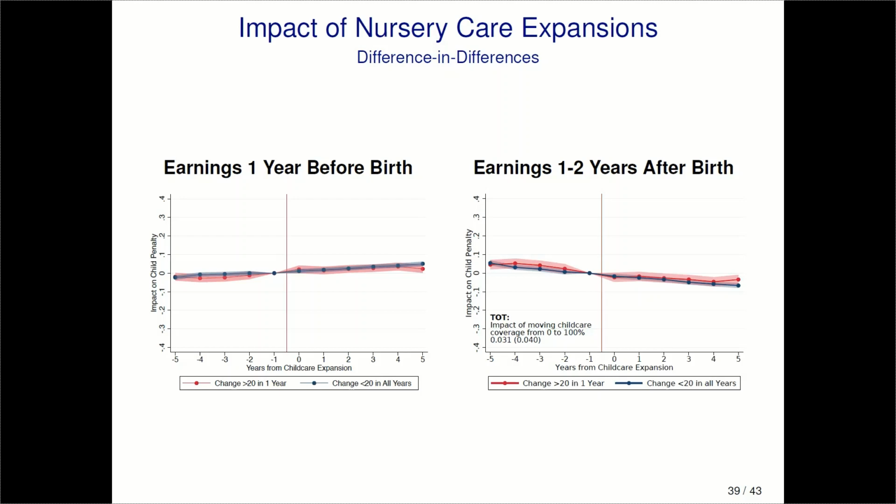Before, here event time, this is one of my own graphs where event time is not with respect to childbirth, it's with respect to the policy. What you can see here is we translate these effects into a treatment on the treated effect. That is, we scale the effects up, which are of course very, very small, by the change in the supply index, so as to get a TOT effect, which is the effect of moving childcare from 0 to full supply for everyone.